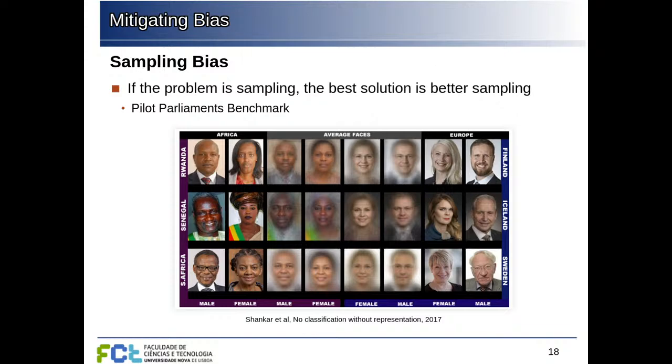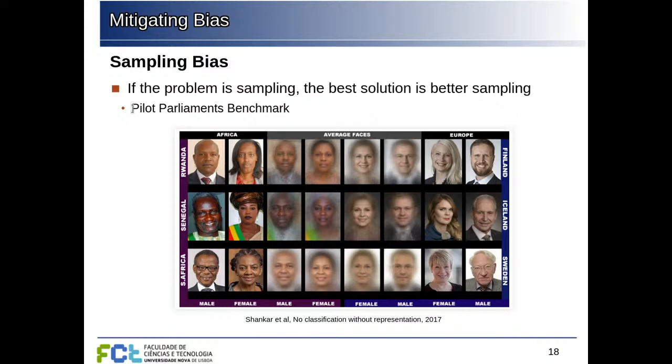This is an example, this Pilot Parliaments Benchmark. This is still a work in progress, at least at the time of the paper I read, but it's trying to reduce the problem of face recognition data sets, which are strongly biased towards light-colored skin, and mostly men. So what the authors are doing is gathering photos from the parliaments of different countries.